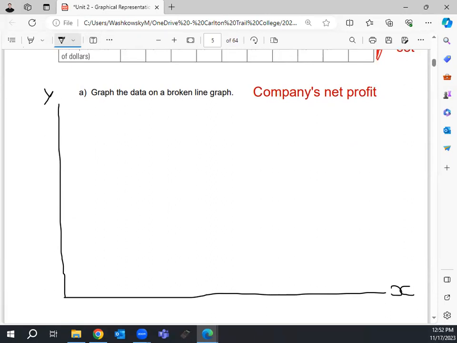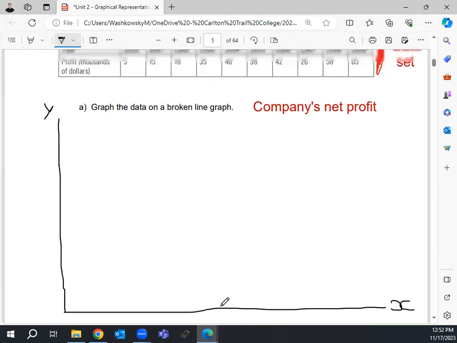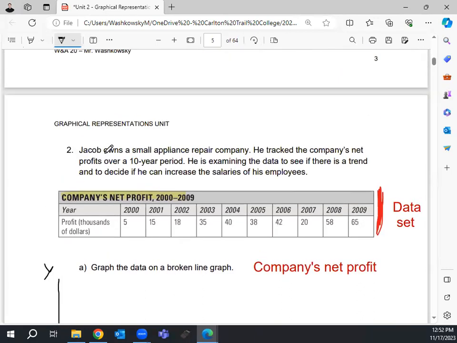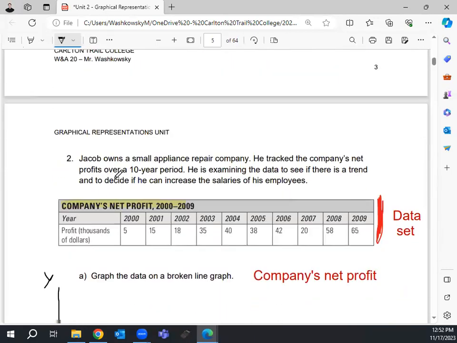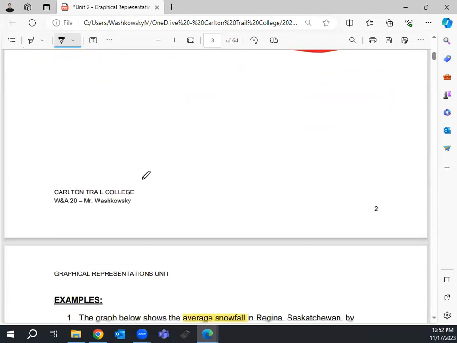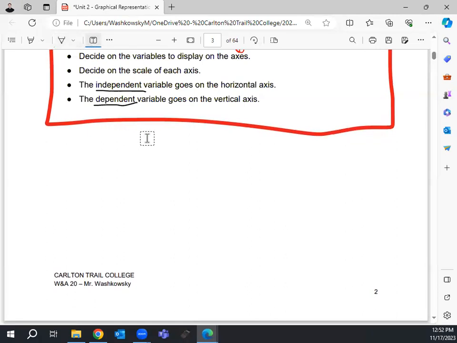How do you distinguish which one to pick as your x-axis and your y-axis? Good question. It's like, okay, I know this is my x-axis, but do I put years here or do I put the money? This is a decision we're always going to have to make, which is where we bring in these two things. Remember the independent and dependent variable we talked about on Friday? Just to give you an example here.